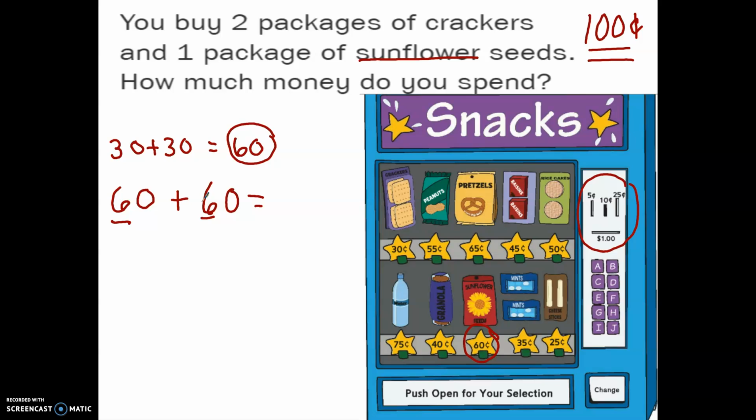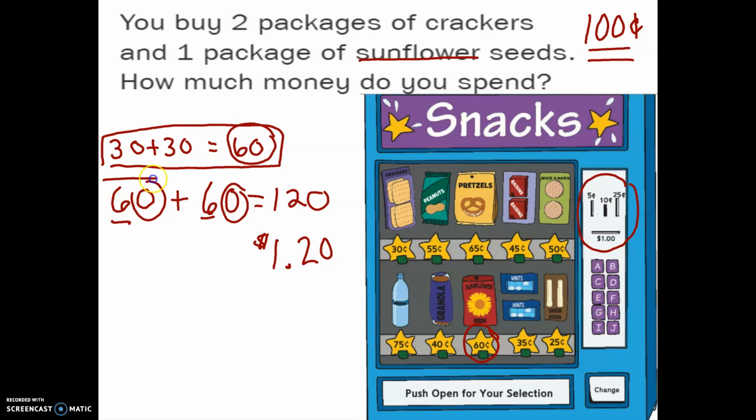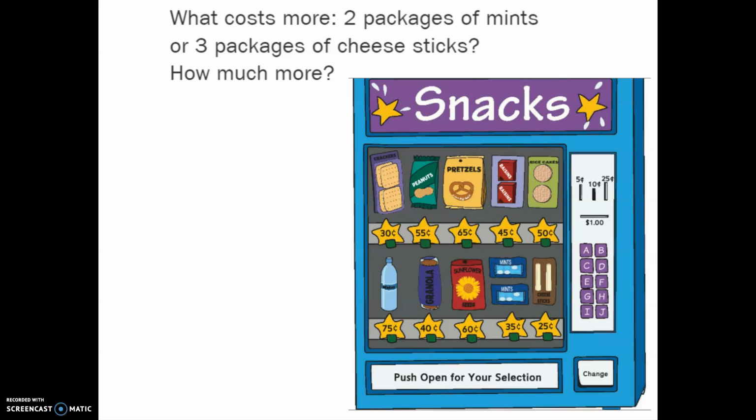Think about my basic fact. 6 plus 6 is 12. A 0 here, put the 0 here. That's 120. So that would be $1.20 is what I would need to have in my pocket in order to buy 2 packages of crackers and 1 package of sunflower seeds. And you notice that I had to write out 2 different number models to help me solve that problem. And that's going to be our focus today. Let's take a look at the next problem.